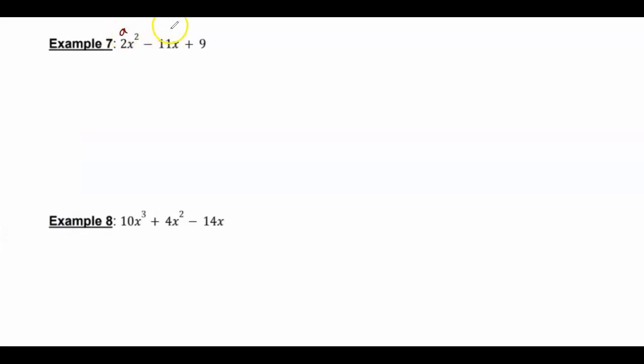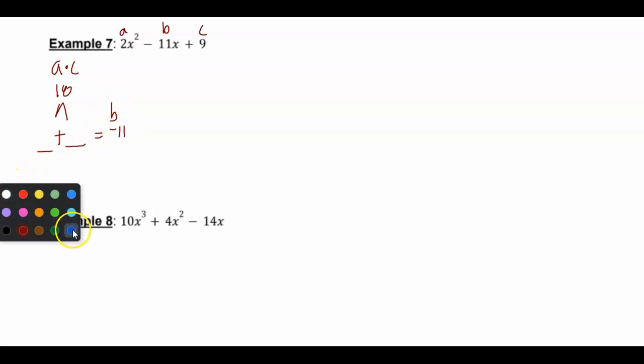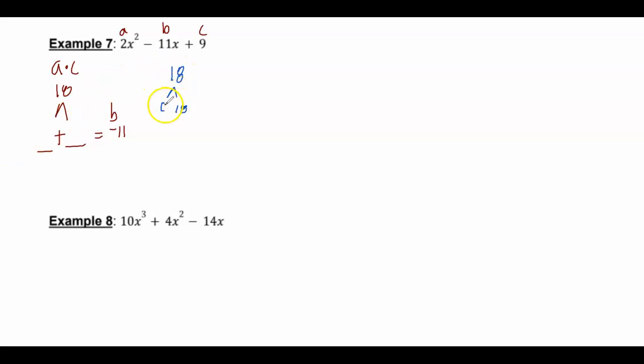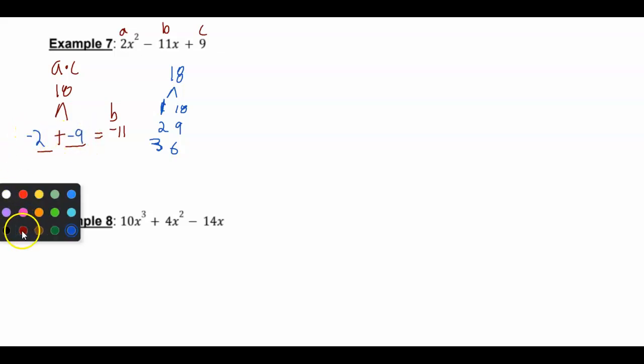As I continue this, here's my A, B, and C. So I still do my ACB tree. A times C is 18, adds to my B of negative 11. My work to find my magic number is 18: 1 and 18, 2 and 9, 3 and 6, negative 2, negative 9. So because my A is not 1, I can't just immediately set it into my factored chunks. I need to take the time to do my factor by grouping.